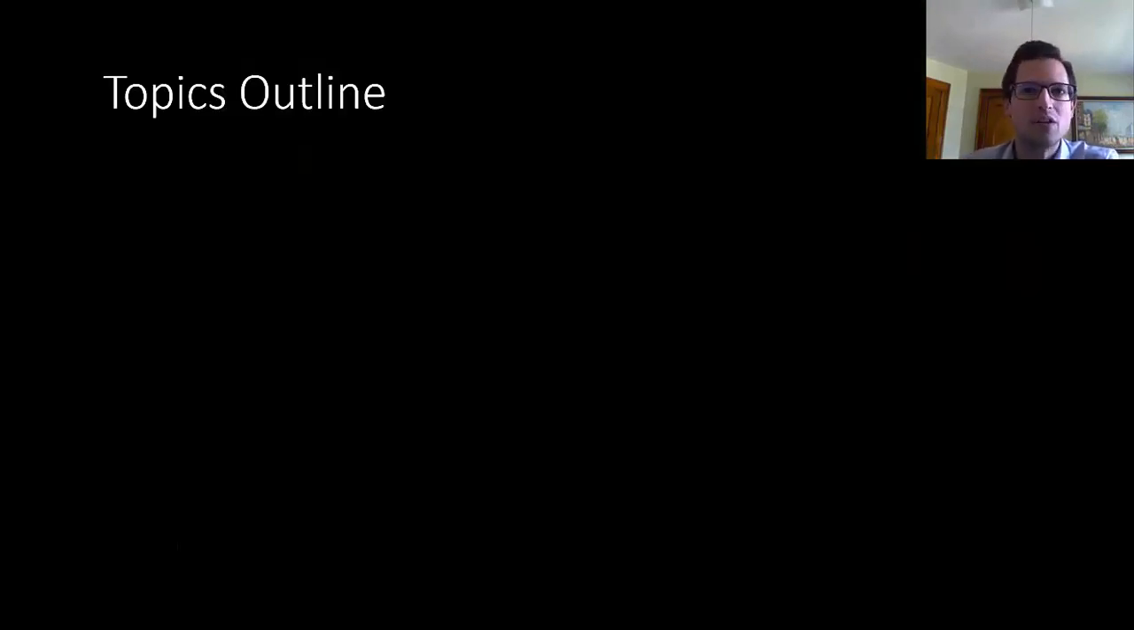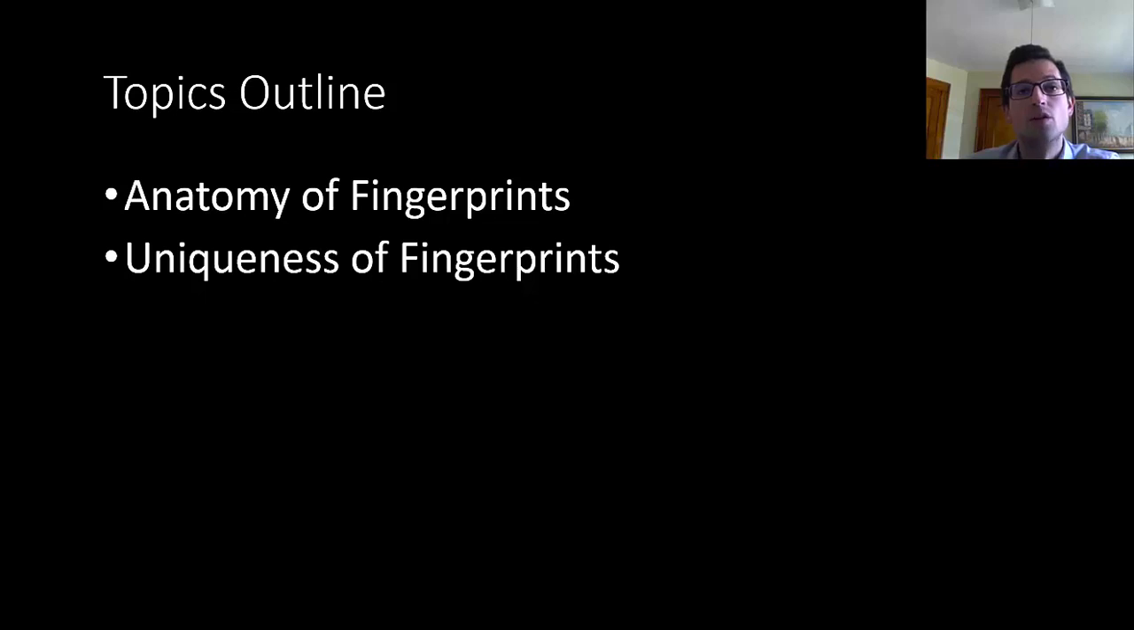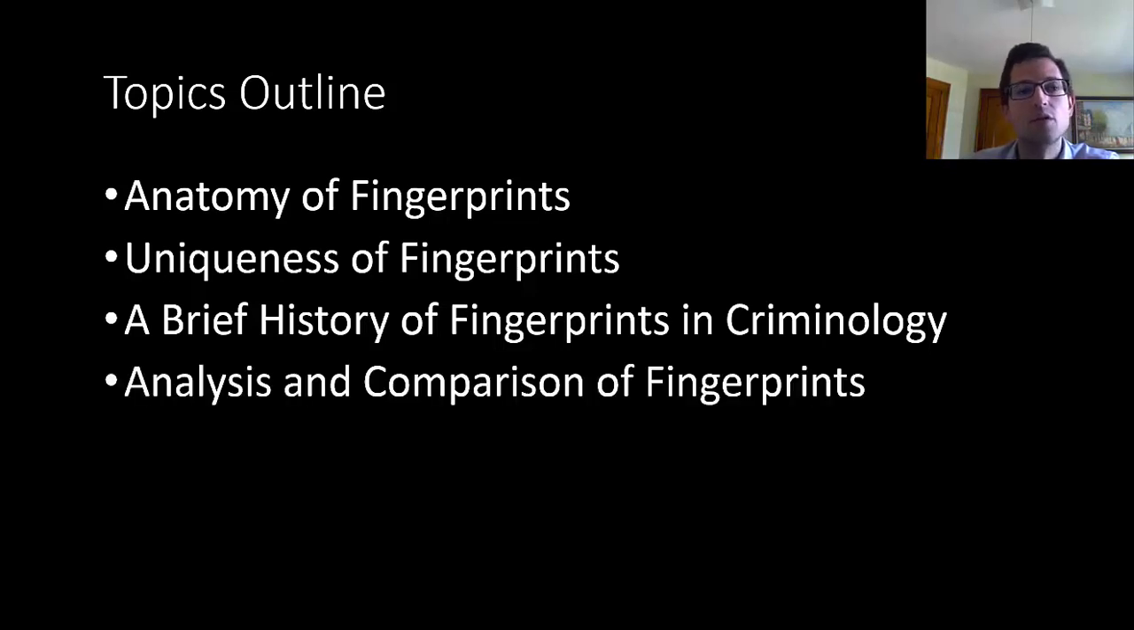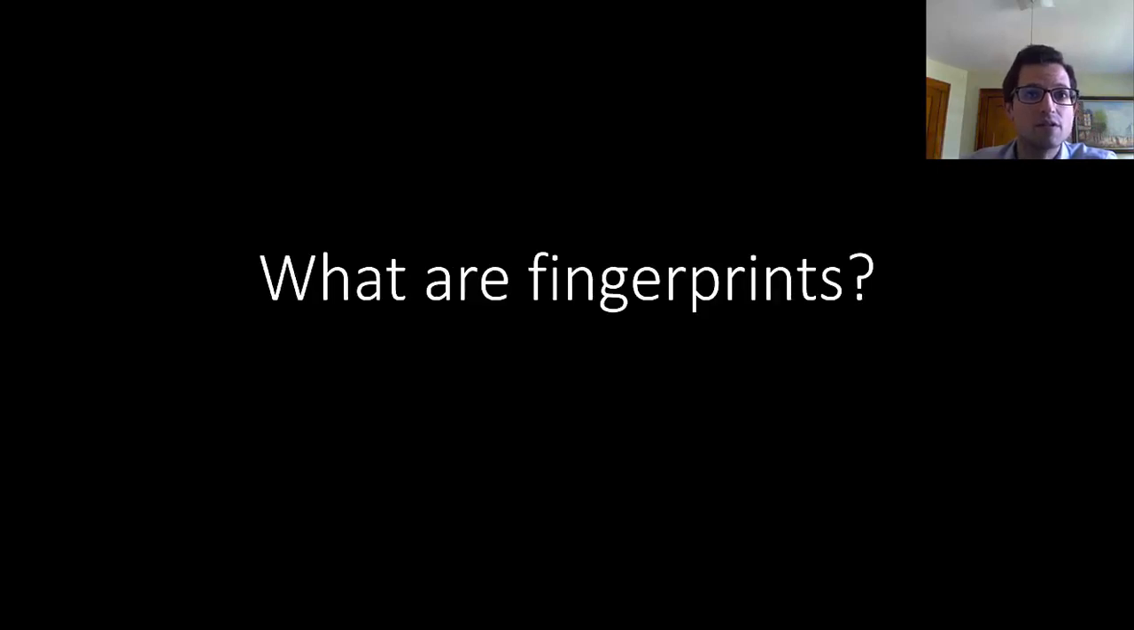So what are we going to talk about in this video? In this video, we're going to be looking at the anatomical origins of fingerprints and how they're made. We're going to talk about the uniqueness of fingerprints. We'll look at a brief history of fingerprints in criminology, when did this start being used, and so forth. We'll focus on how to analyze and compare fingerprints, and then we'll briefly discuss the limitations of fingerprints as evidence.